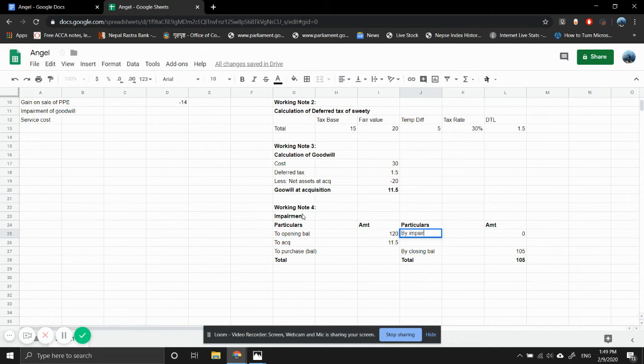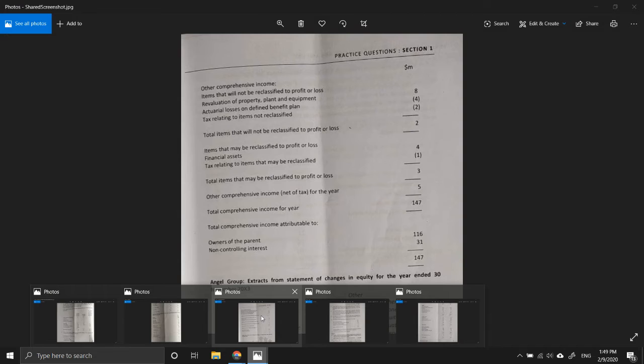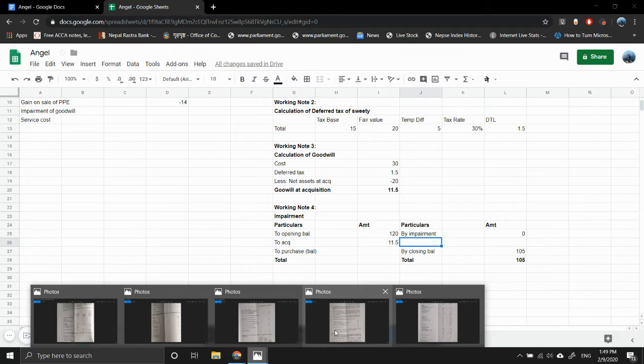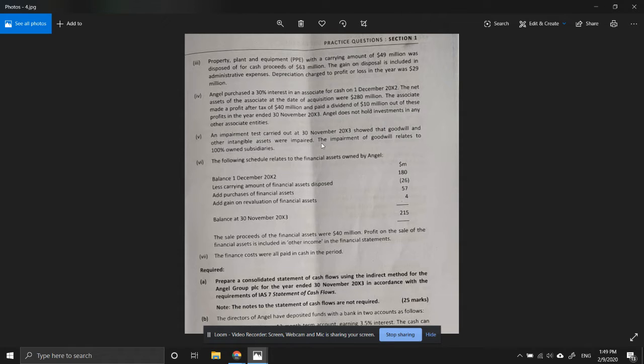Impairment. I did not see any impairment figure. Impairment. See over here. Impairment test was carried out over here, and then goodwill and other intangible assets were impaired.